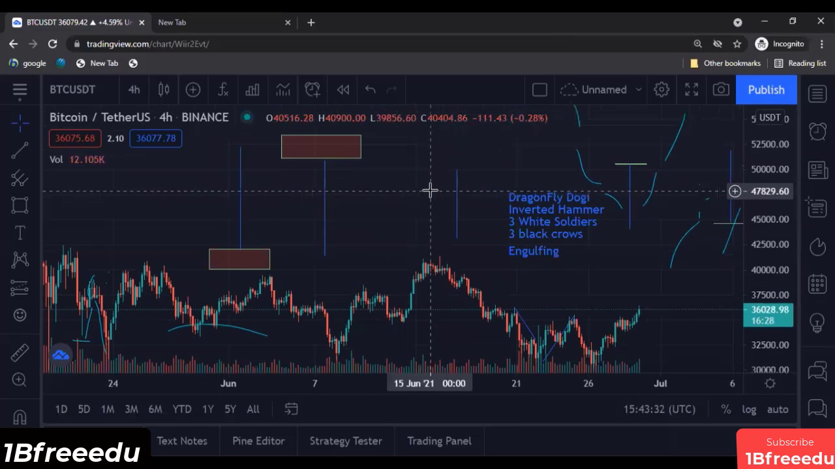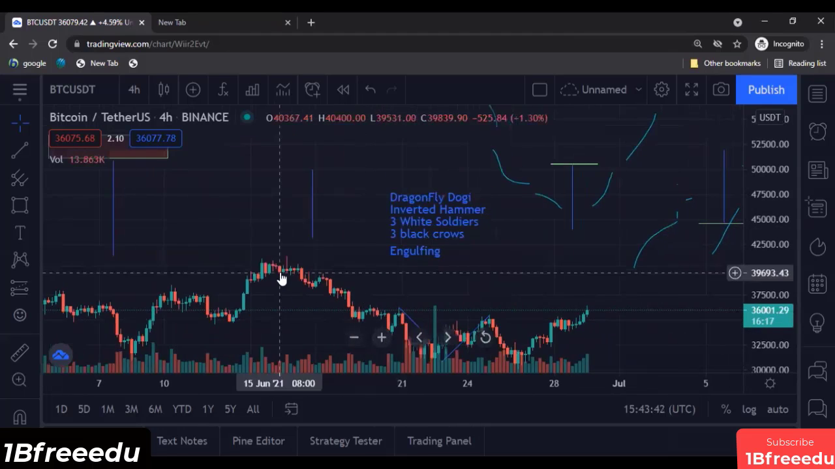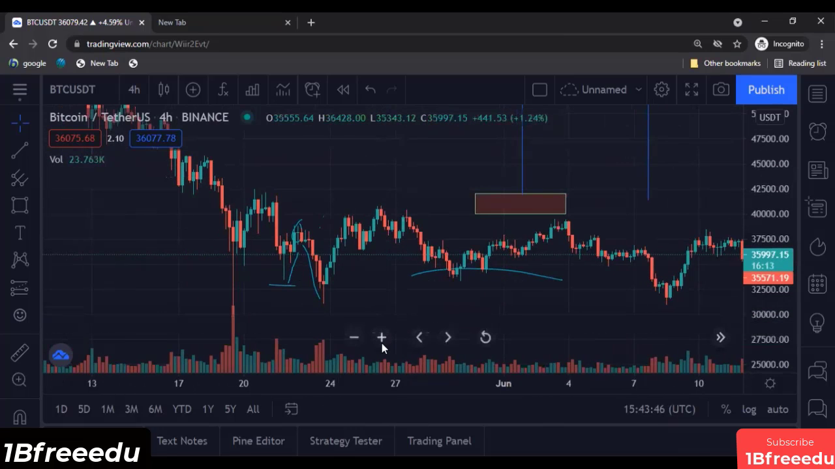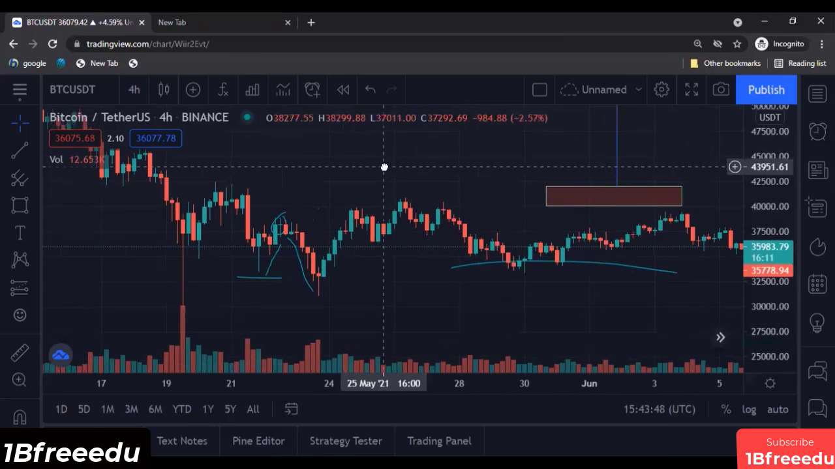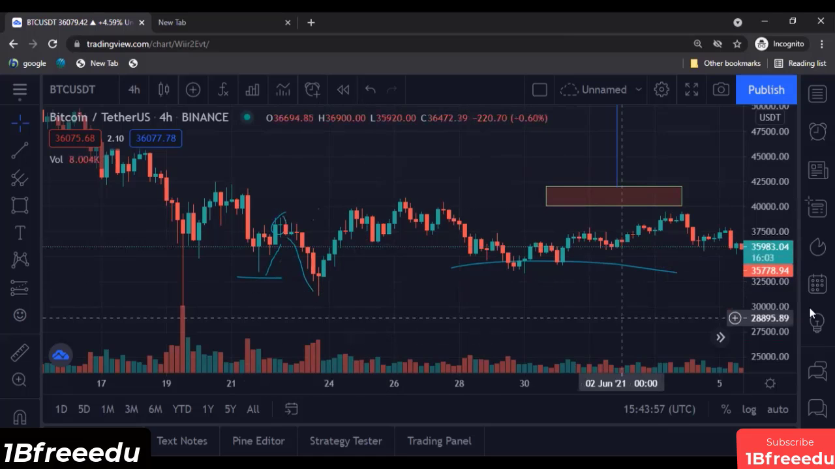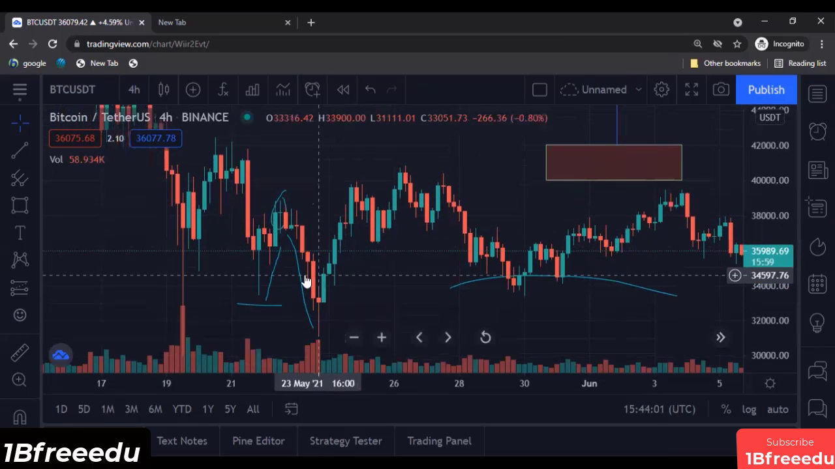The hammer also works in a similar fashion to the dragonfly doji, and so it also indicates a trend reversal. On the live chart, we could easily see where the hammer is taking place. If the hammer is taking place, we could see a potential trend change. For example, here.